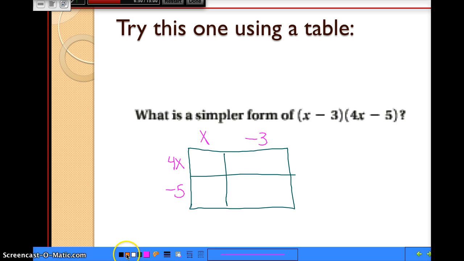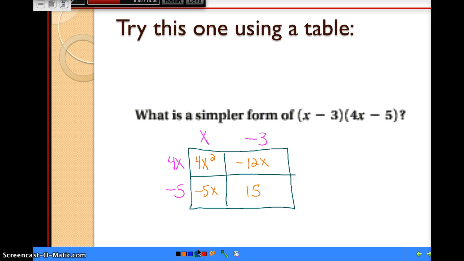So let's go ahead and find the area of each of the 4 littler rectangles. This one is a 4x by x, which gives me 4x squared. This one is a 4x by negative 3, which gives me negative 12x. Length times width would be negative 5 times x. Length times width would be negative 5 times negative 3 is positive 15.